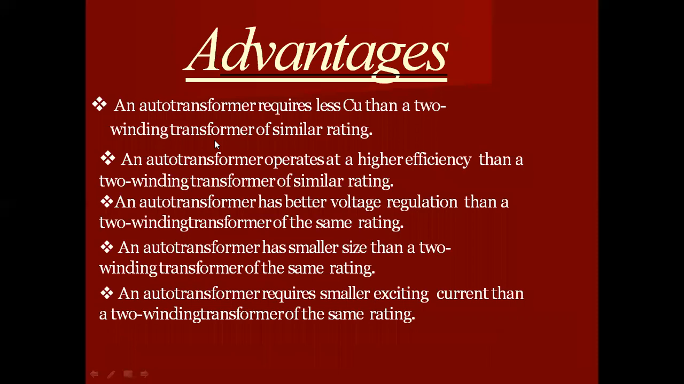So what are the advantages of an autotransformer? An autotransformer requires less copper than a two-winding transformer of similar rating. We have already seen that. An autotransformer operates at higher frequency than a two-winding transformer of similar rating. An autotransformer has better voltage regulation than a two-winding transformer of the same rating. An autotransformer has a smaller size than a two-winding transformer of the same rating. An autotransformer requires smaller exciting current than a two-winding transformer of the same rating.